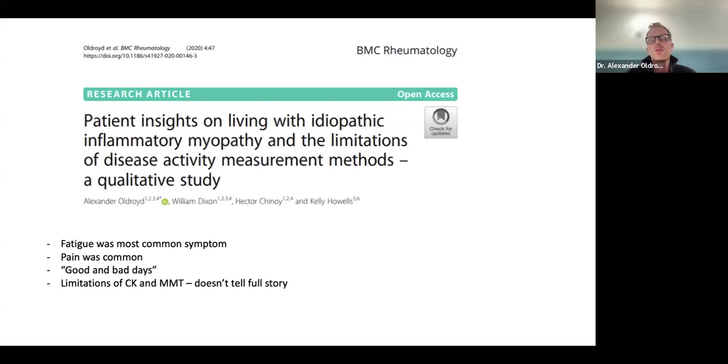People also told us a lot about how the CK measurements, so the blood test and the manual muscle testing, just didn't tell the full story for them. They felt that it represented how active the disease was, but it didn't reflect how it was affecting them. It didn't reflect the frequency. It didn't reflect how it was impacting their function on a day-to-day basis as well.